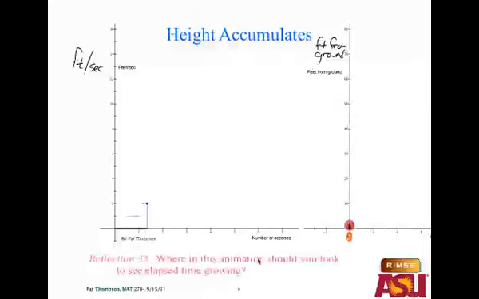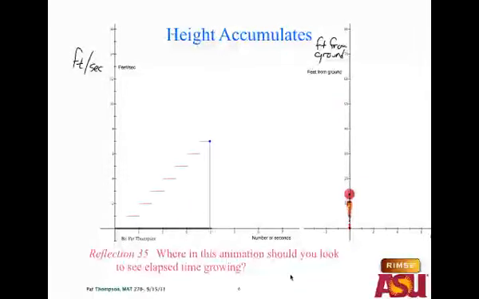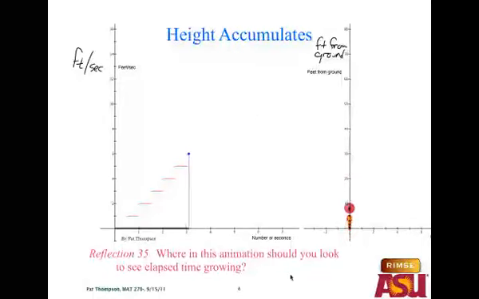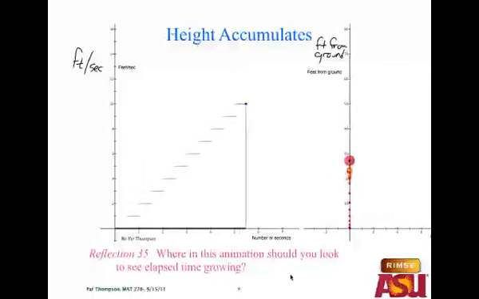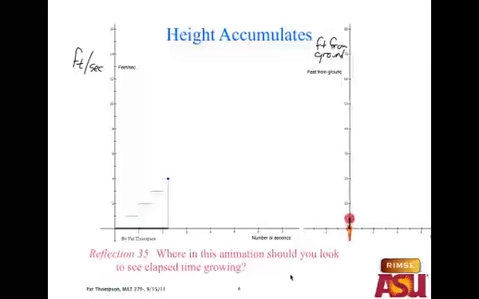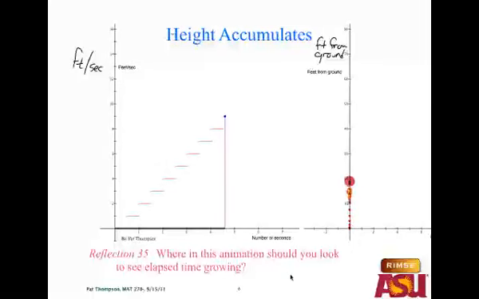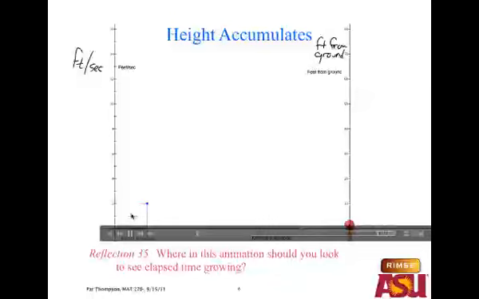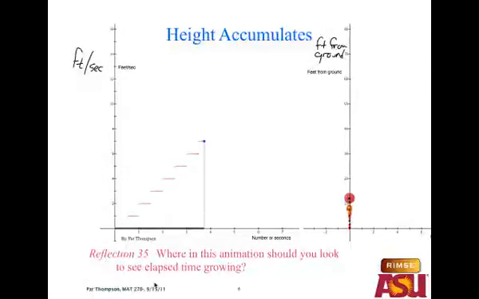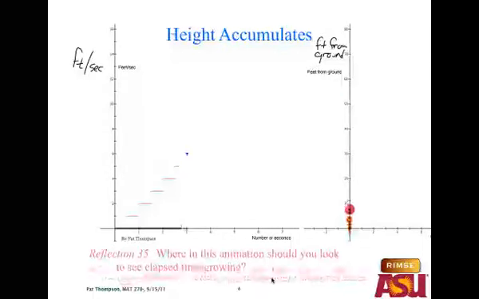Okay, let's see how you did. Where should you look to see the elapsed time growing? Jonathan: The x-axis on the left. Does that show where the time is growing? Yeah, so this is number of seconds, and the length of the black bar there, as it extends, is the number of seconds. Okay, so that's right.